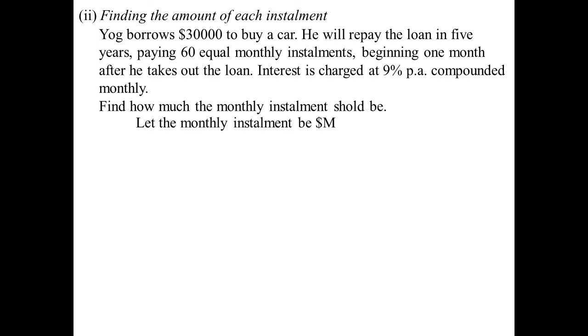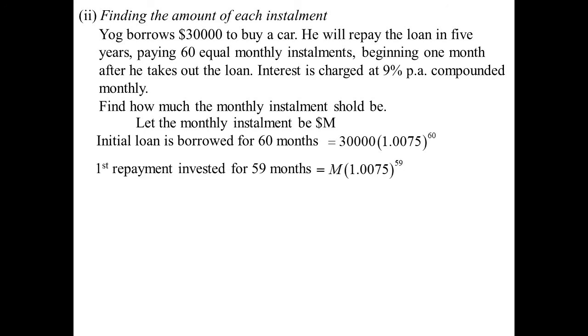Let the monthly instalments be M. All right, so we know that initial loan, $30,000, there's the investment the bank's making in me, and that's going to be in there for 60 months. My first repayment, well, I don't know what M is, that's what we're trying to work out, but whatever that is, I'm going to give that to the bank and it'll be there for 59 months.